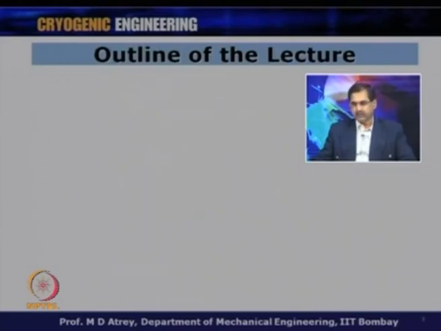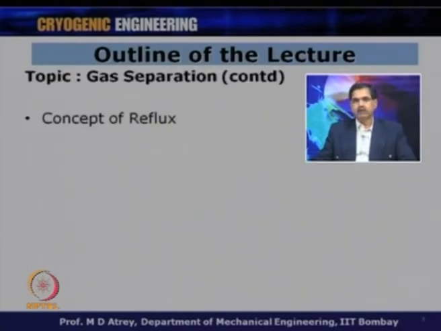The outline of this lecture is that we will talk about the concept of reflux. Reflux is the amount of liquid that comes down after condensation when the vapor goes to the top. So, this ratio of the liquid which comes down to the vapor which goes up is called reflux, and we will talk about that. And then, importantly, we will study various parameters using a tutorial.